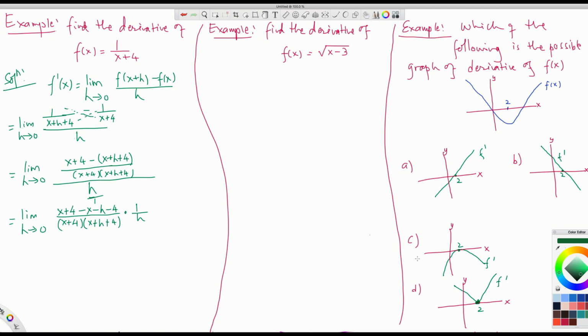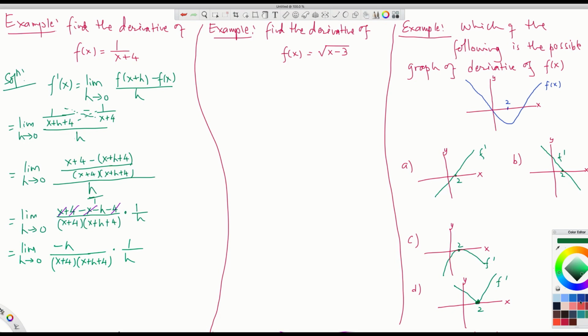Okay, now let us cancel out the common things there. What are common? The plus and minus. There is positive x and negative x, positive 4 and negative 4. So what is left there is basically limit h tends to 0 of negative h over x plus 4 times x plus h plus 4, right? And then times 1 over h.